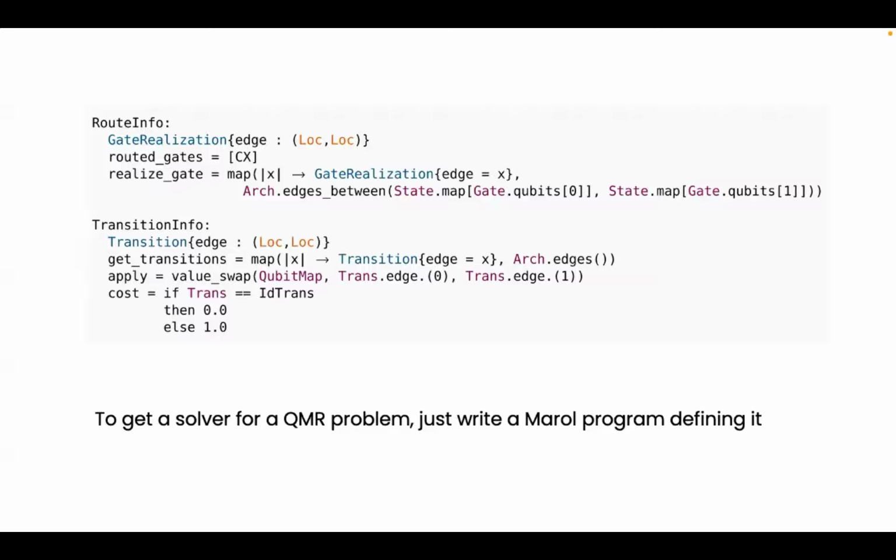And then the transition info block is answering the question, how do you transition between states? So here, since our transitions are swap operations that you can insert, they have similar types of data. It's once again an edge that we're swapping along, and then we define this function apply that says how our swap affects the map. So the punchline here is, to get a solver for a particular qubit mapping and routing problem, I just need to define these functions in this file.